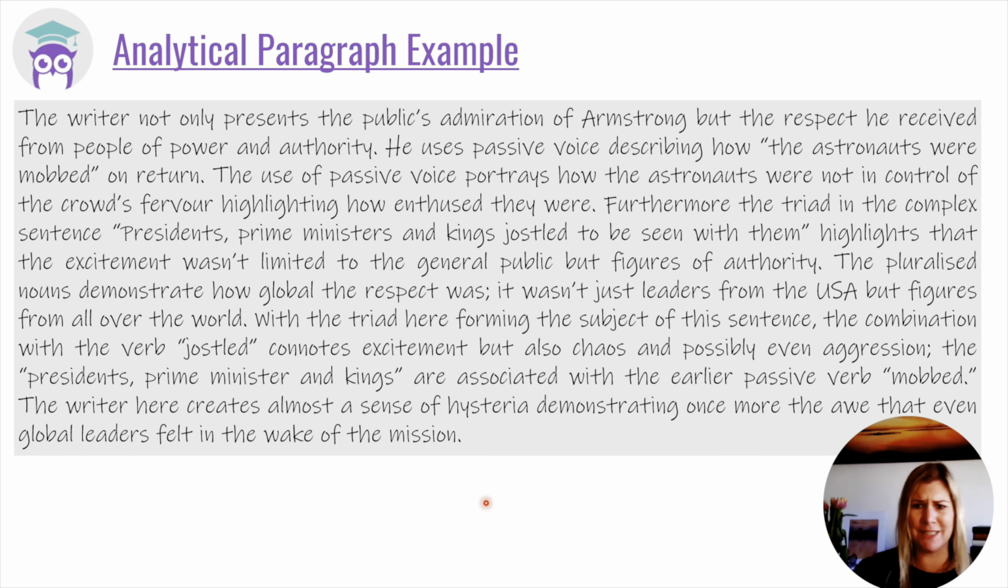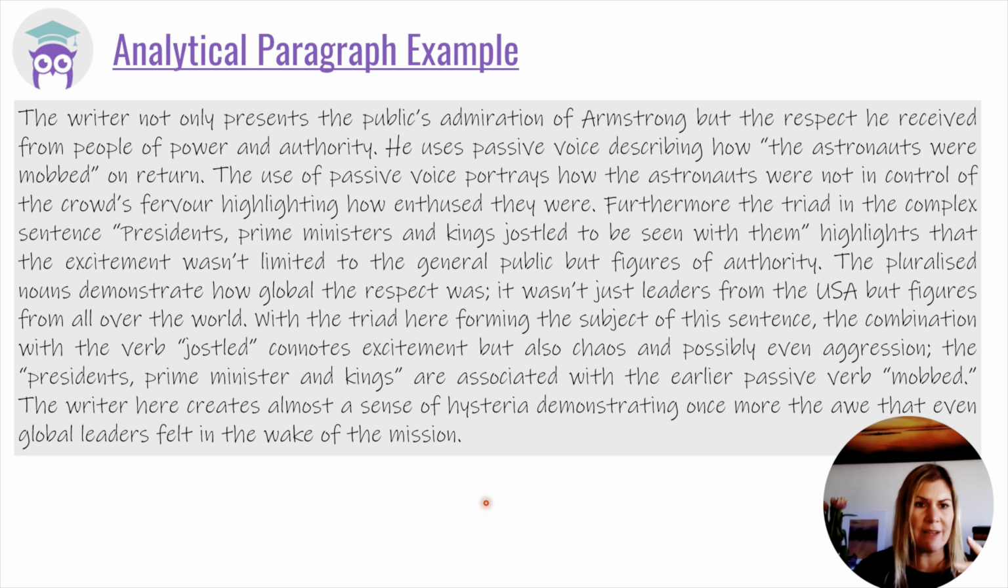There's not any typos here. Okie dokes. The writer not only presents the public's admiration of Armstrong, but the respect he received from people of power and authority. He uses passive voice describing how the astronauts were mobbed on return. The use of passive voice portrays how the astronauts were not in control of the crowd's fervour, highlighting how enthused they were. Furthermore, the triad in the complex sentence, "presidents, prime ministers and kings jostled to be seen with them", highlights that the excitement wasn't limited to the general public, but figures of authority.